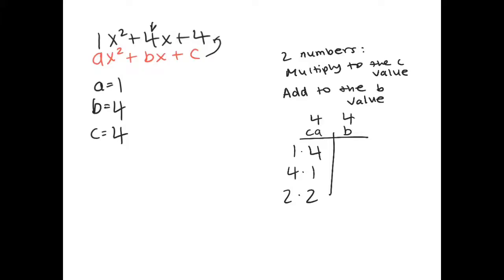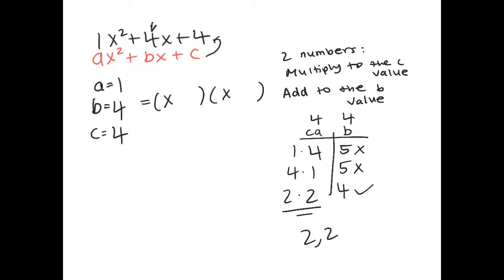Now we have to find the sum of each of these. 1 plus 4, 5, that's wrong. 4 plus 1, 5, that's wrong. But 2 plus 2 is 4, and that's the only correct solution. So now we know that our numbers are 2 and 2. Now all we have to do is plug these two numbers into this equation. So now we just put these two numbers in, plus 2, plus 2. So our final solution is just x plus 2 times x plus 2.